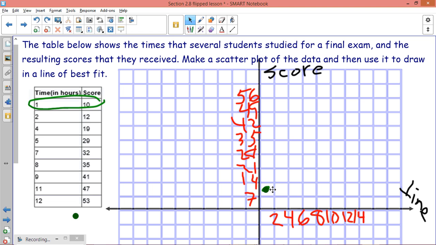The next point is going to be at 2, 12. So I go over to 2 hours. Somebody who studied for 2 hours got a score of 12. That's going to be right about there. All right, next I have the point 4, 19. So someone who studied for 4 hours got a score of 19.